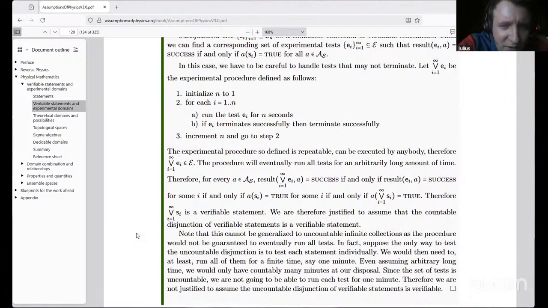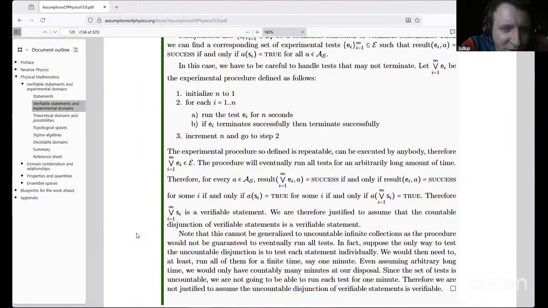The procedure will eventually run all tests for an arbitrarily long amount of time. Therefore, for every truth assignment, the result of the infinite disjunction of experimental tests on some truth assignment is a success if and only if the result of one experimental test on the truth assignment is a success for some i, if and only if the truth assignment of S_i is true for some i, if and only if the truth assignment for the infinite disjunction of statements is true. Therefore, the infinite disjunction of statements is a verifiable statement. We are therefore justified to assume that the countable disjunction of verifiable statements is a verifiable statement.